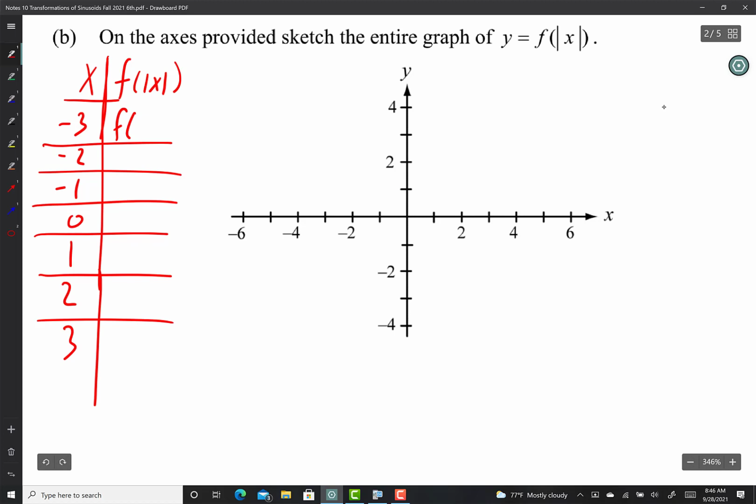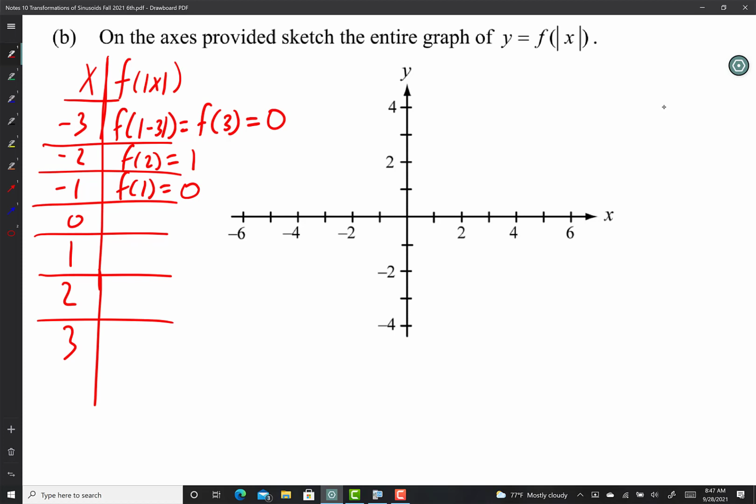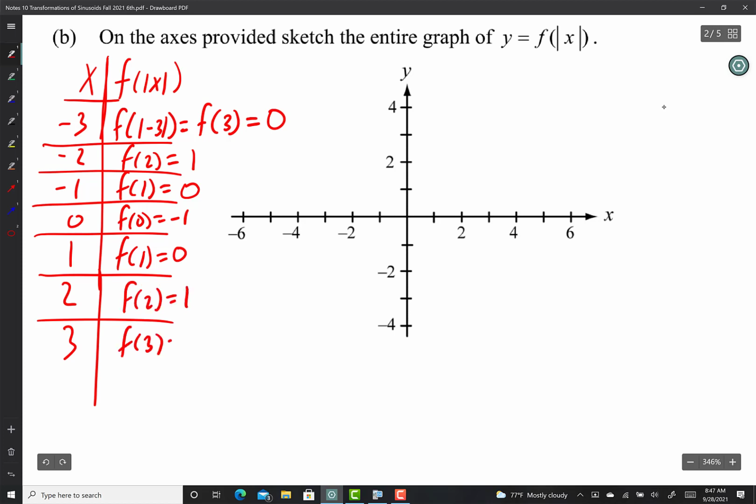So I'm going to have f of absolute value of -3, which means f of 3. And f of 3 was, do you guys remember? 0. Good job. So this is going to turn to f of 2. And f of 2 was 1. This one's going to turn to f of 1. And I believe f of 1 was 0. And then after that, everything else is still the same. This is f of 0, so -1. This is f of 1, so back to 0. This is f of 2, 1, and then this is f of 3 again, so 0.